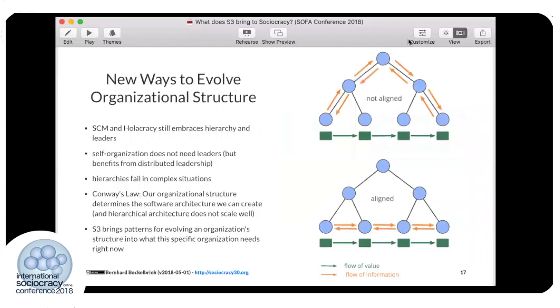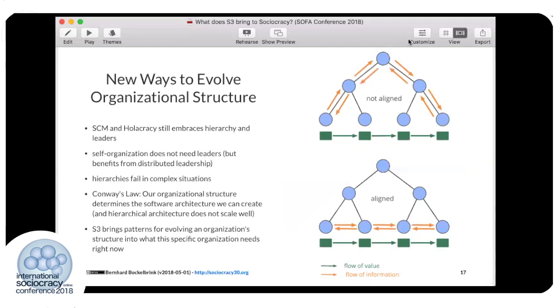And we have new ways to evolve organizational structure. Both SCM and Holacracy still embrace hierarchy and leaders. But self-organization doesn't need leaders. It benefits from distributed leadership, but this is something entirely different. And hierarchy often fails in complex situations. The bigger an organization gets, the more people you have, the more limiting is hierarchy when it comes to information.